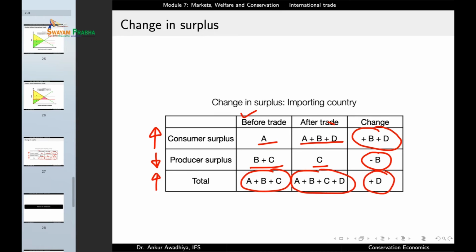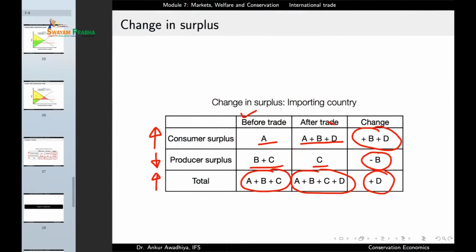And when the total surplus increases, it means that the welfare of the society increases. So the welfare of the people who live in the country that is now importing the goods has increased because the country has decided to import the goods. So the total surplus increases not only for the exporting country but also for the importing country. And which is why international trade actually happens, because it increases the total surplus.